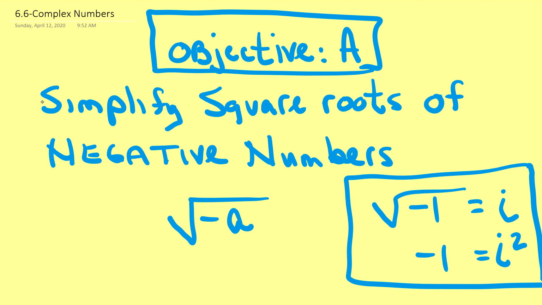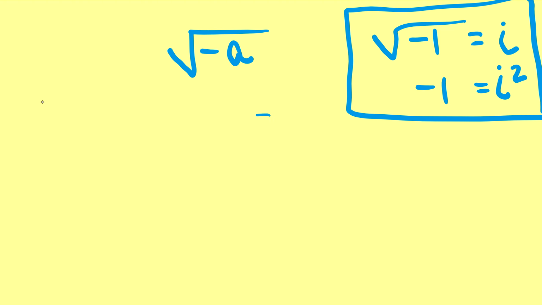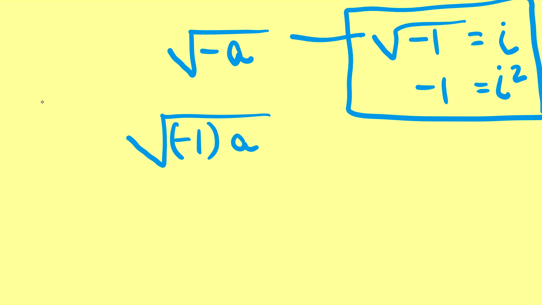Okay, so what about it? So here I've got the square root of negative a, and so I could look at this as being, let me move this up, I'm going to rewrite this as the square root of negative 1 times a. All right, the square root of negative 1 is i, according to this. So that part of it is going to be i. That's going to come out front. And then I'm left with the square root of a.